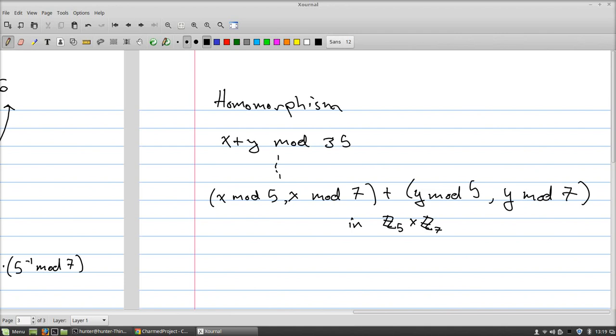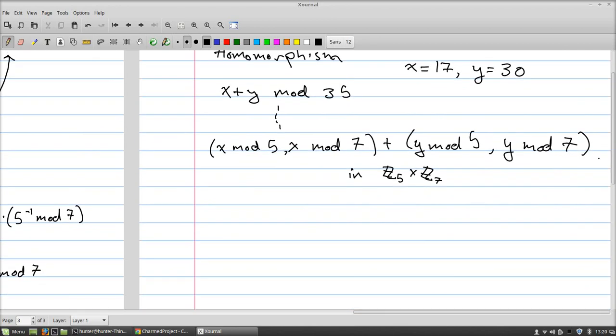So just to be concrete, let's work with some actual numbers. So maybe x is equal to 17 and y is equal to 30. Okay. So we want to do x plus y mod 35, so of course that is 47, which is 12. So we know that the answer up here should be congruent to 12.